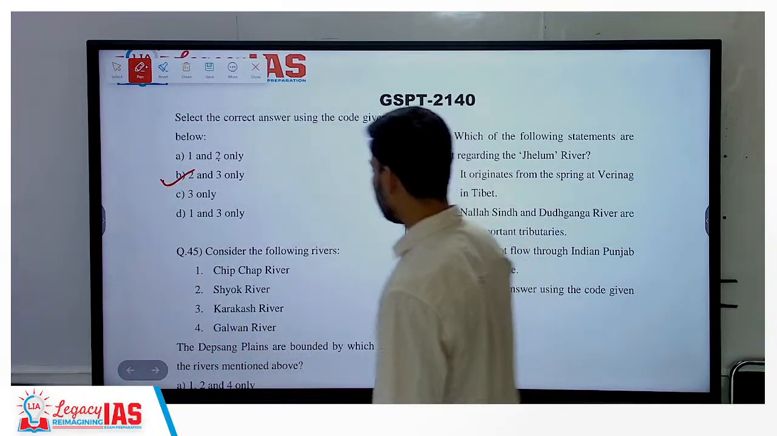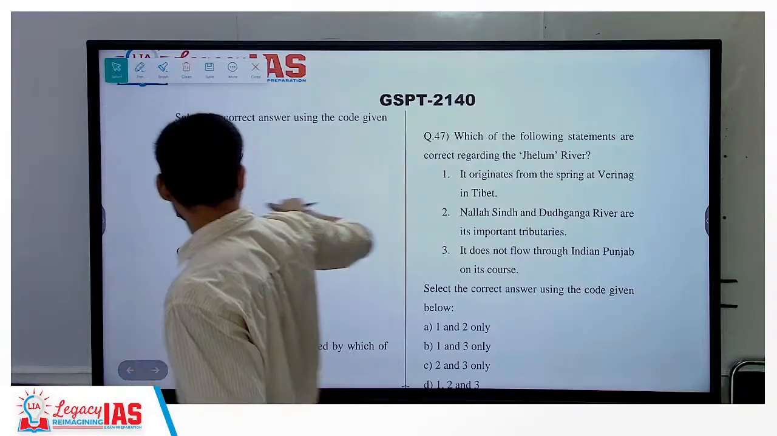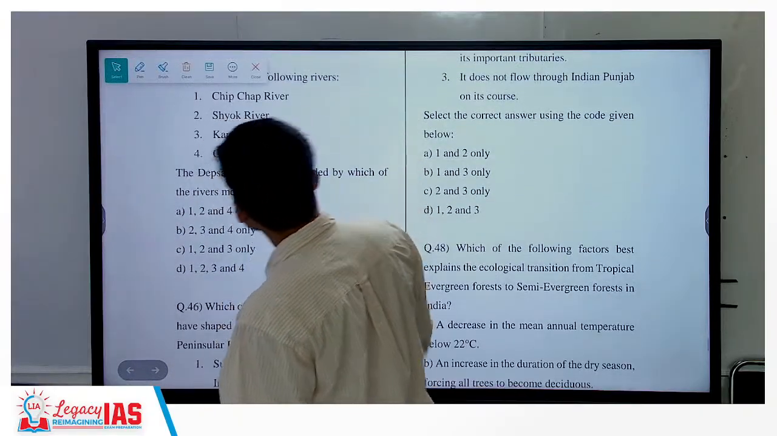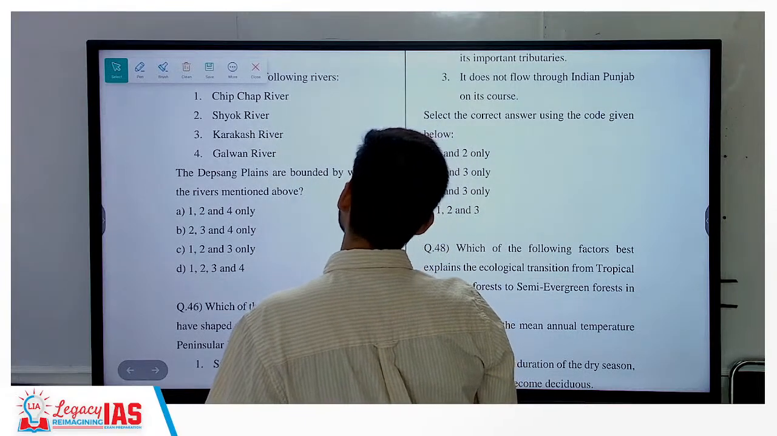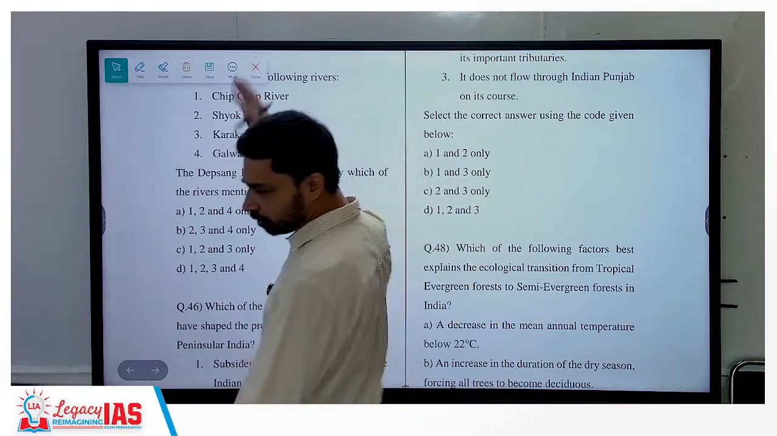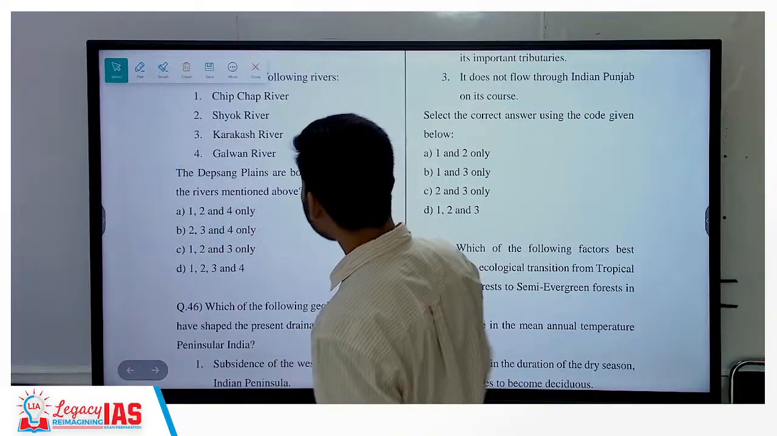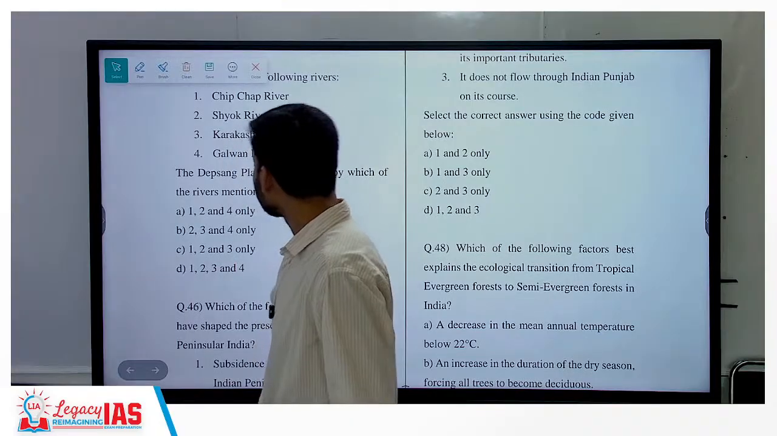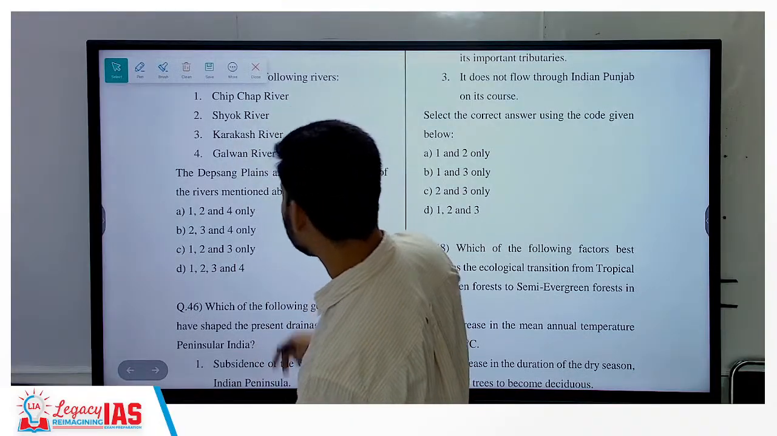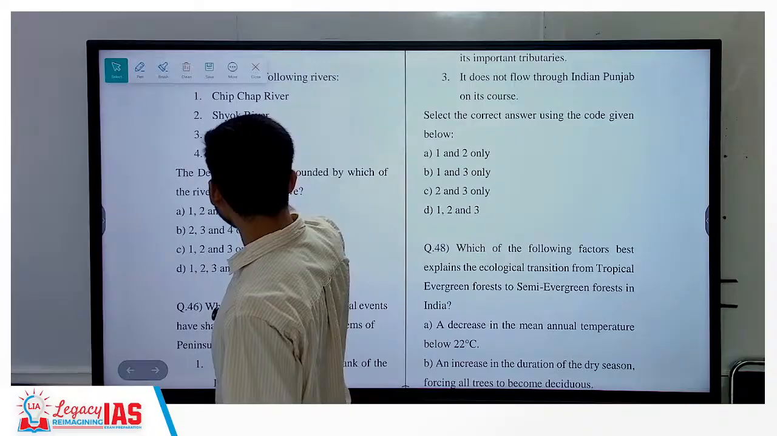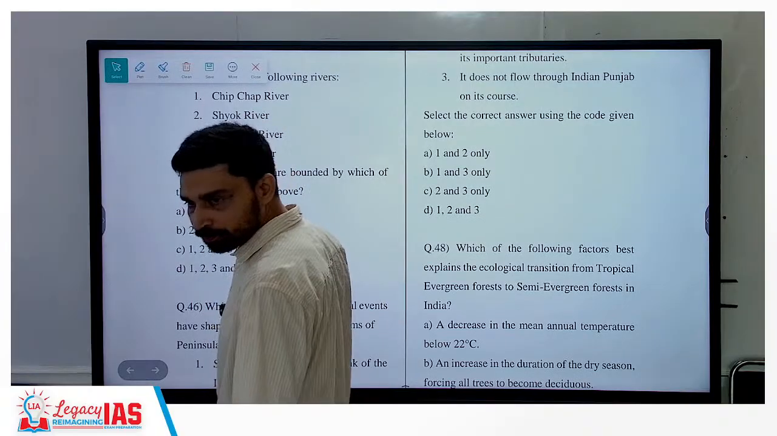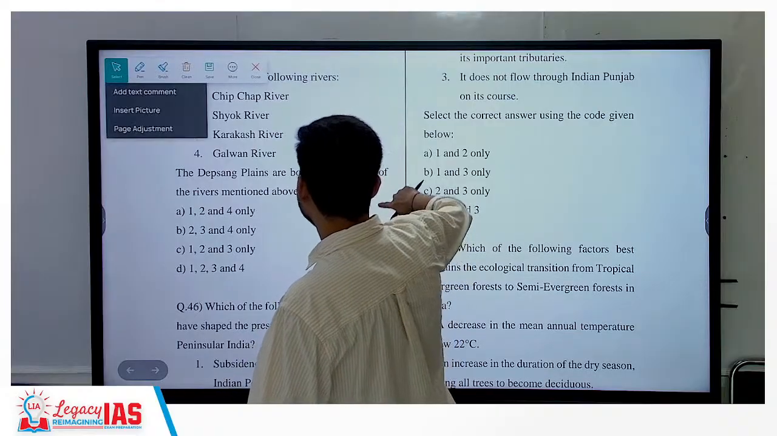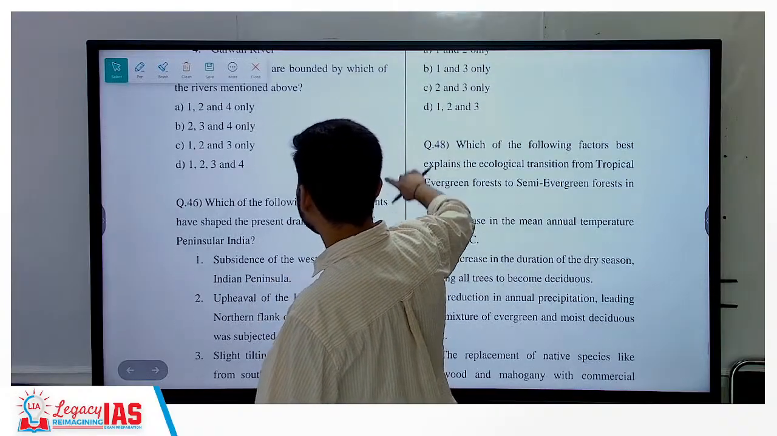Then Chipchap. Consider the following rivers: Chipchap, Shyok, Karakash, Galwan. The Depsang plain is bound by which of the rivers mentioned above? Depsang plain is north of Aksai Chin. Okay, that region. So the Galwan river is further in this direction. So these three: Chipchap, Shyok, and Karakash, I think. And that is only a possibility. Yes. If we remove this, Galwan river is not there, so the only option left is 1, 2, and 3. So Chipchap, Shyok, and Karakash are found in the northern part of Aksai Chin.